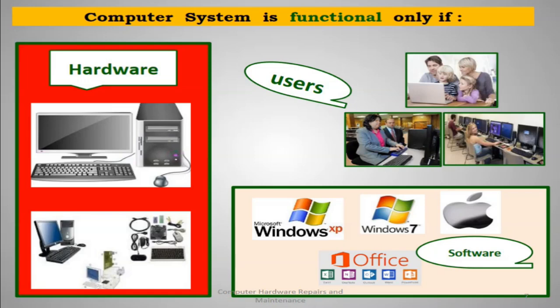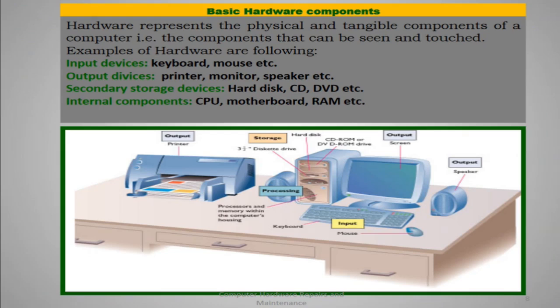Now, a computer system is only functional if there is hardware, there are users, and there is software. Now, basic hardware components. Can you all read this? Go from the beginning. Hardware represents the physical and tangible components of a computer.